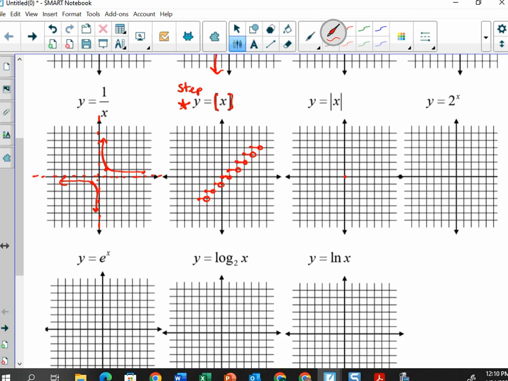All right, absolute value of x. You guys are usually pretty good at graphing this. We okay there?